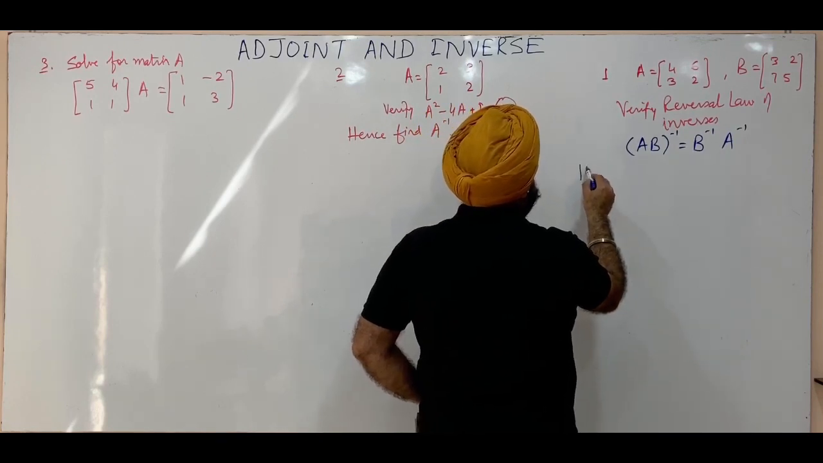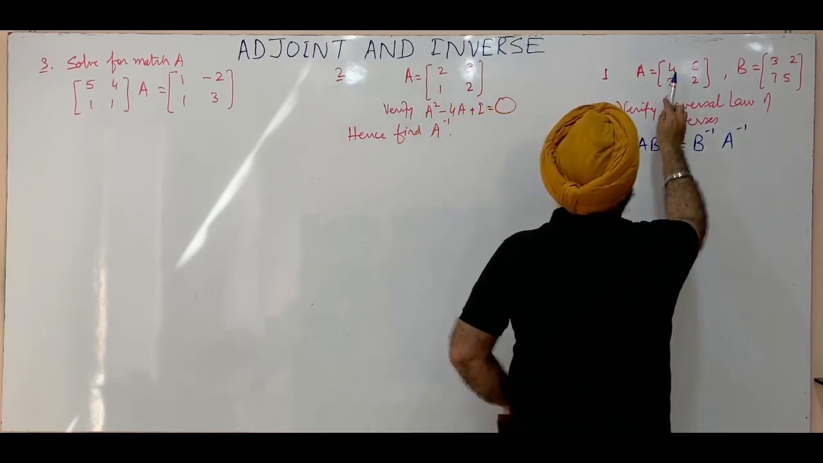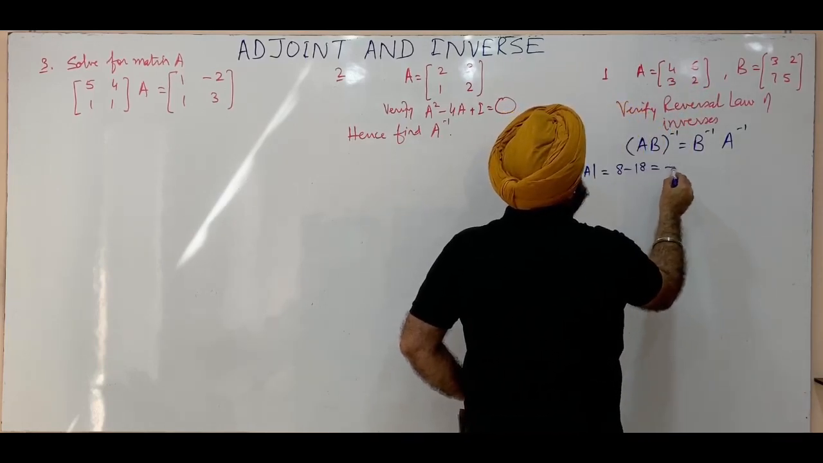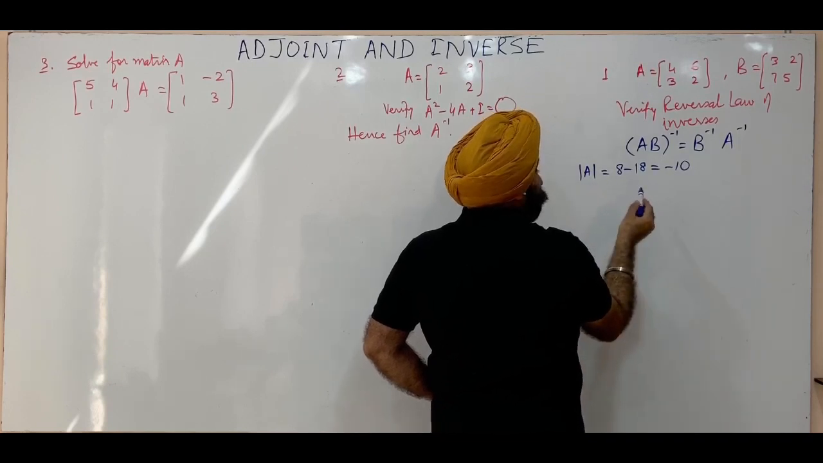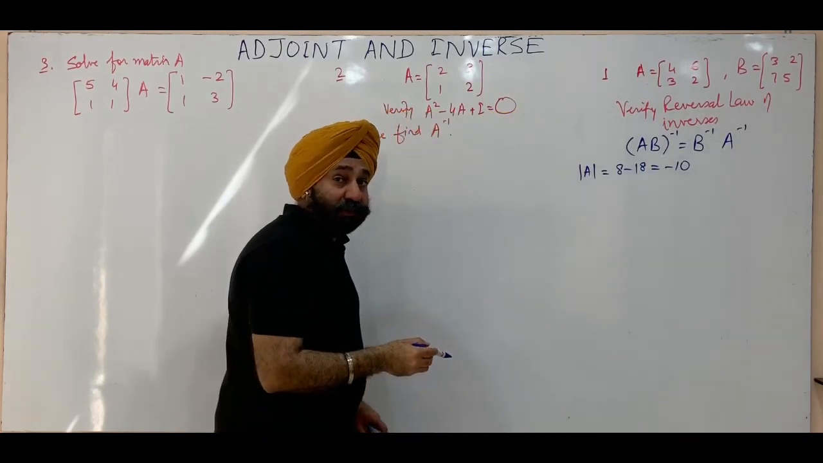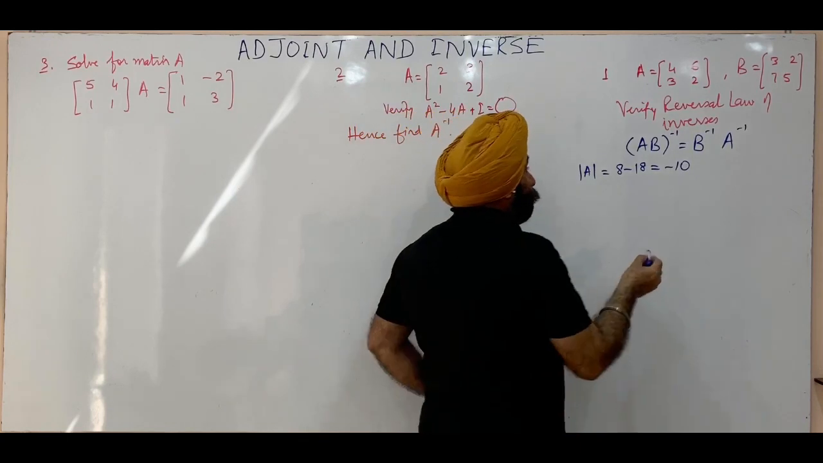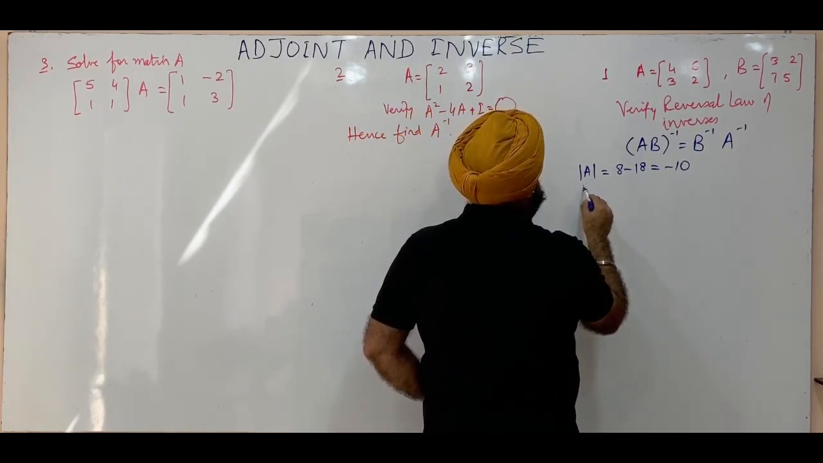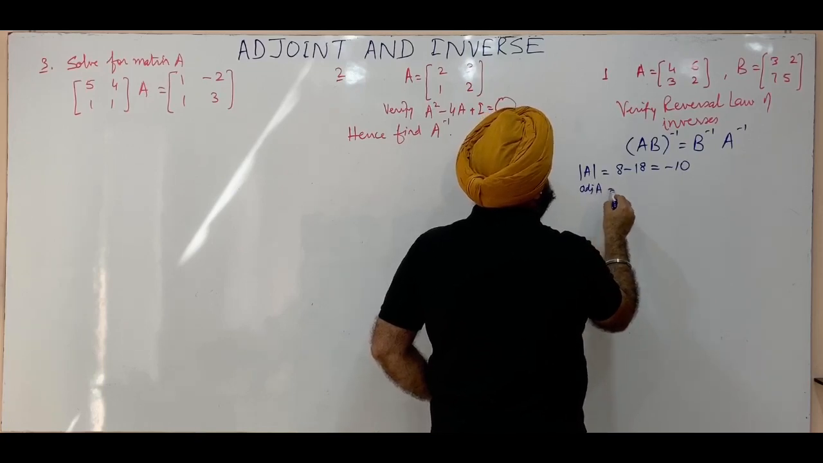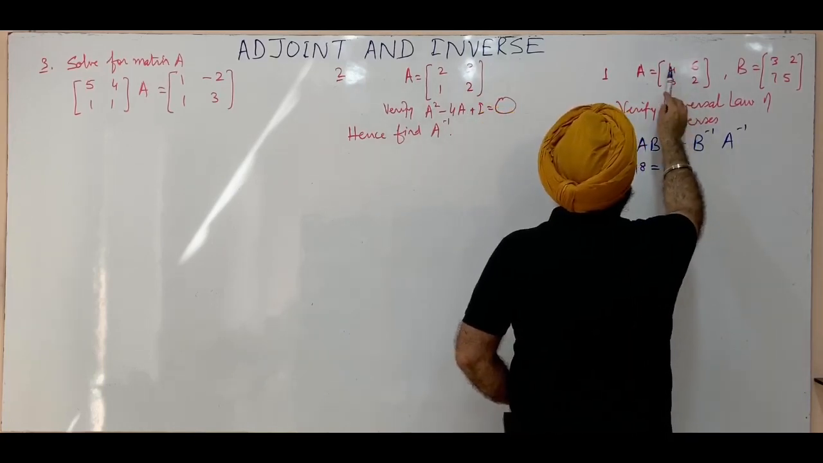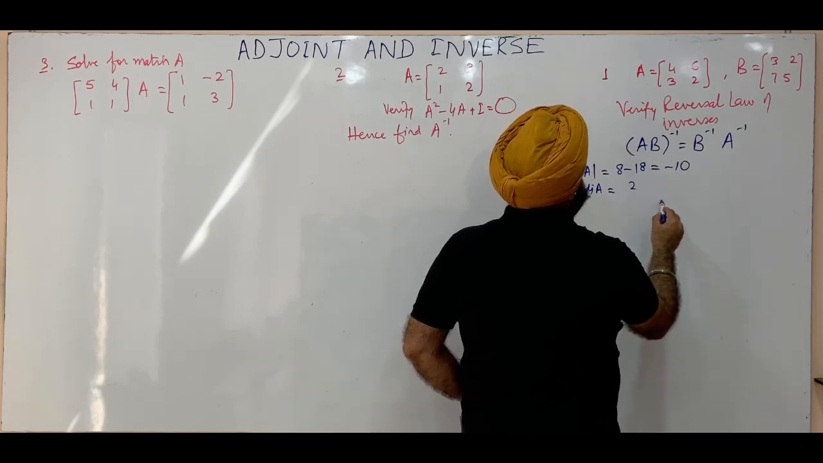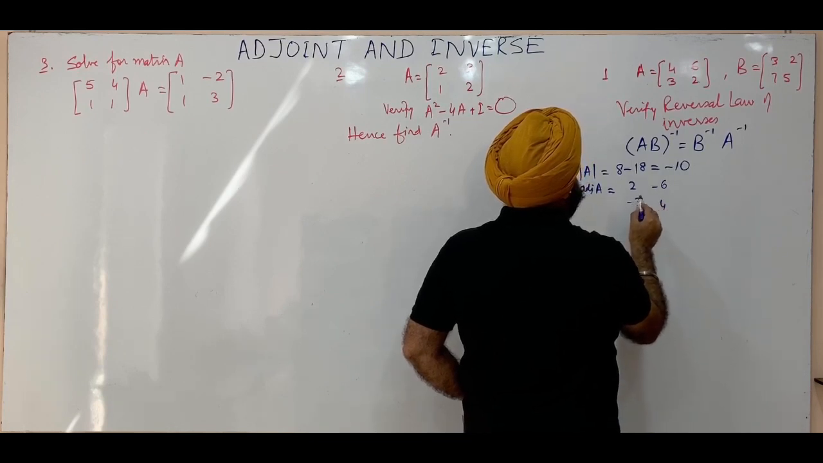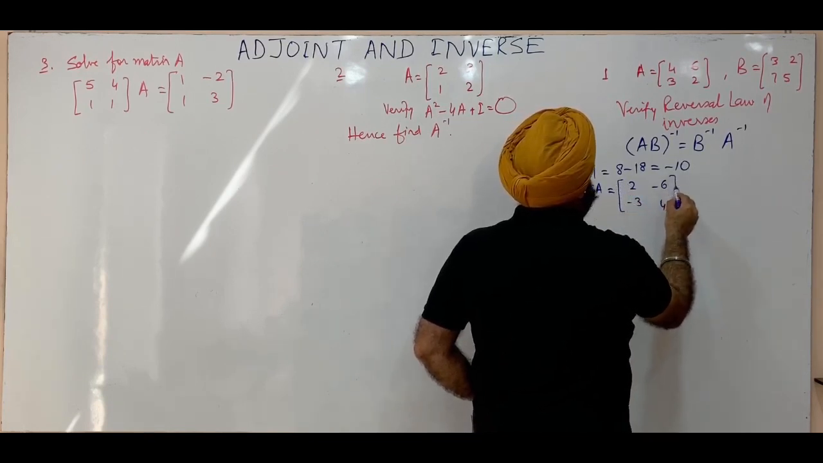Let's find out determinant of A. This is 8 minus 18. That's minus 10. A is therefore a non-singular matrix. Value of determinant of A is non-zero. We can write now adjoint of A. We can interchange the diagonal elements 2 and 4, and we change sign of these. Minus 6 and this is minus 3. This is adjoint of A.